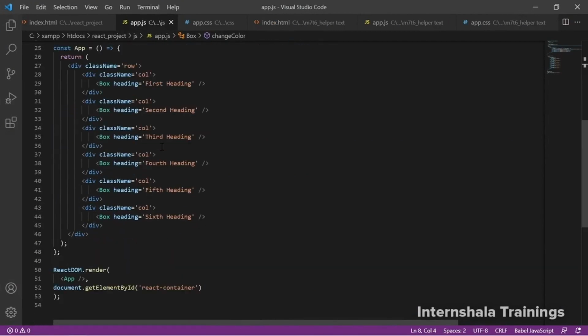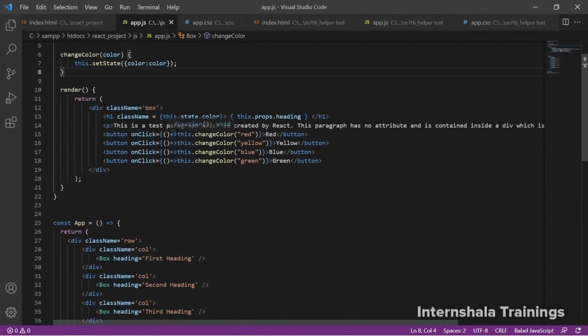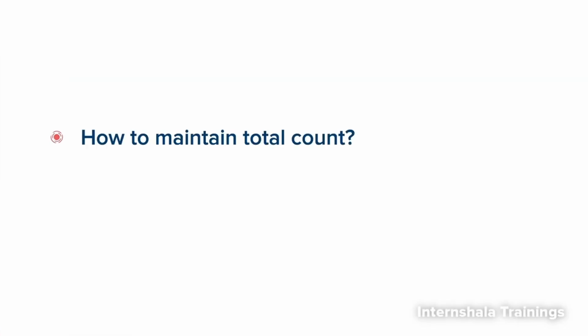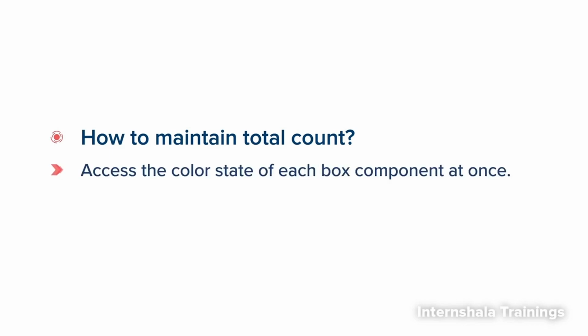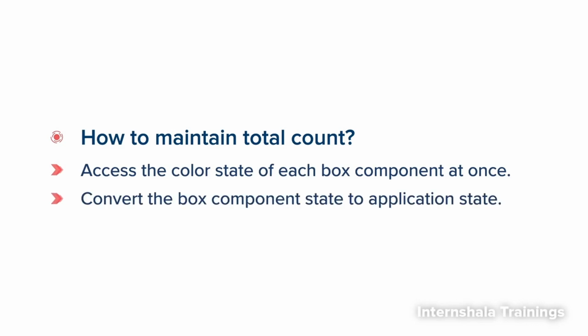So, this was our previously written code for the app component which we discussed in the previous video. First, we will see how we can maintain this total count. For this, we need access to the color state of each of the box components all at once. And to do this, we need to convert the box component state to application state. This means we will move the color state up to the top level app component.